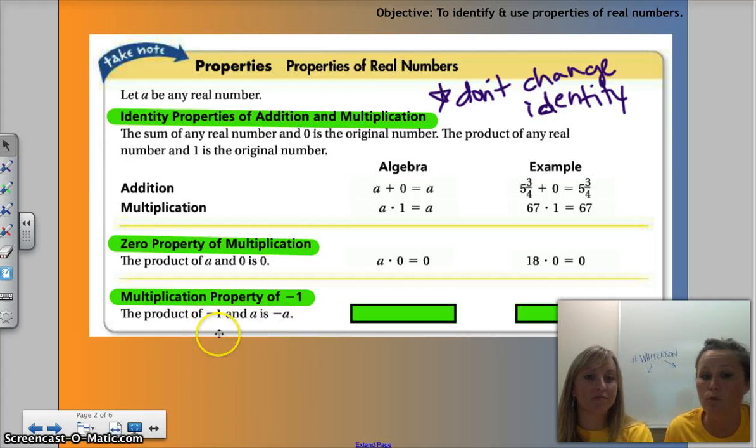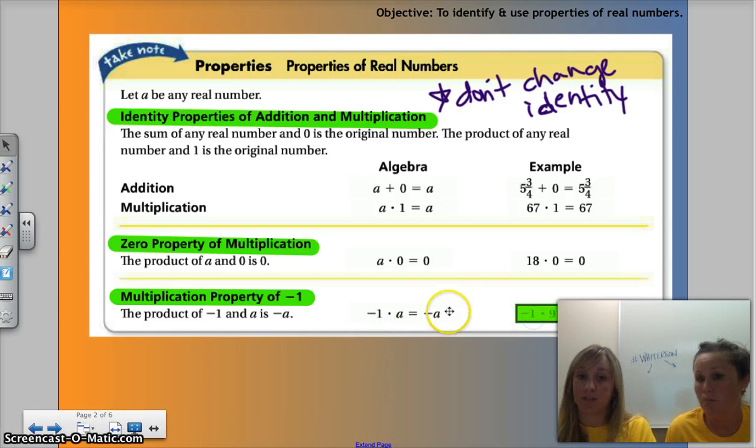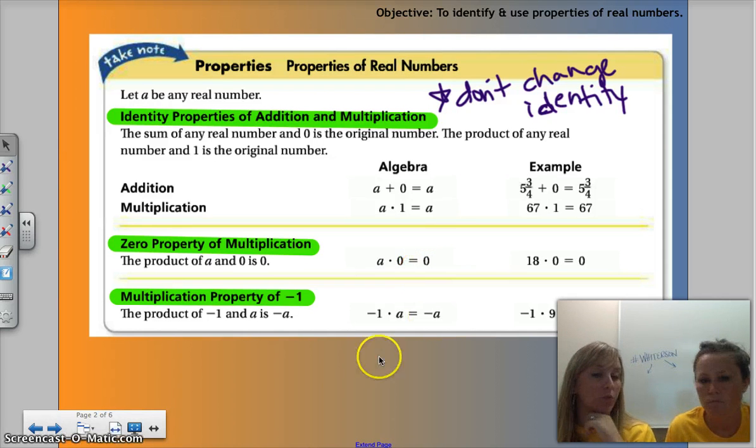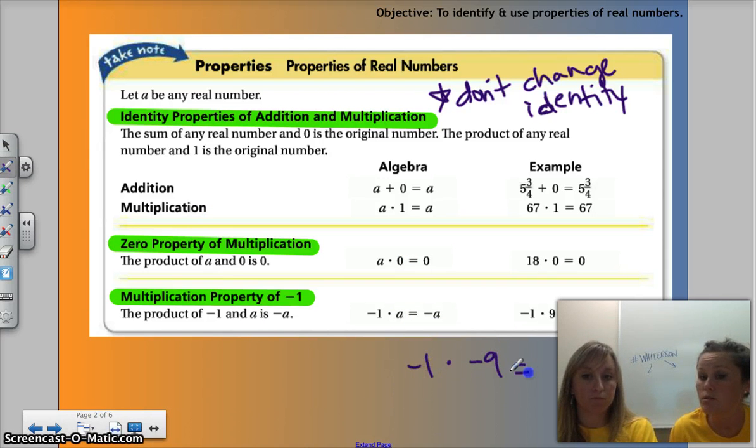Multiplication property of -1. The product of -1 and a is -a. So basically what this means is if I have a number and I multiply it by -1, it's going to take that number and make it negative. Numbers wise, -1 times 9 turns it into -9. Now, what if I have -1 times -9? Would that still be a multiplication property of -1? Well, I'm still multiplying by -1, so really all it's going to do is make this opposite. So this would ultimately be 9.